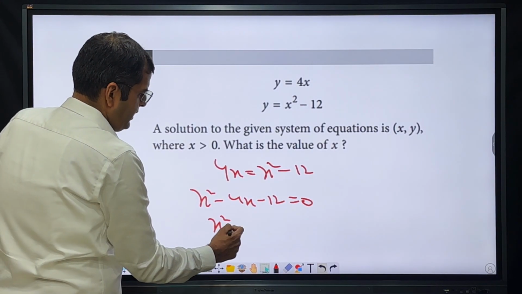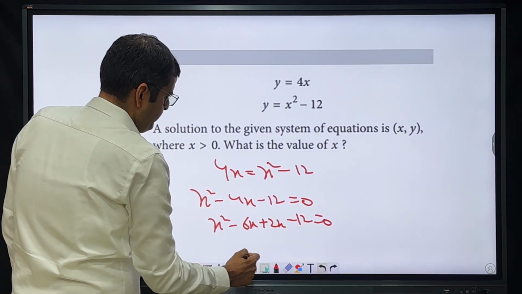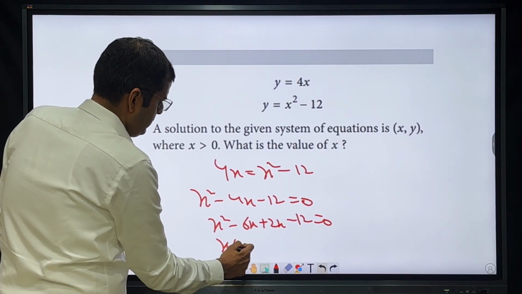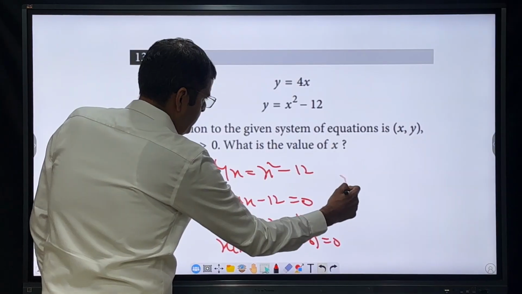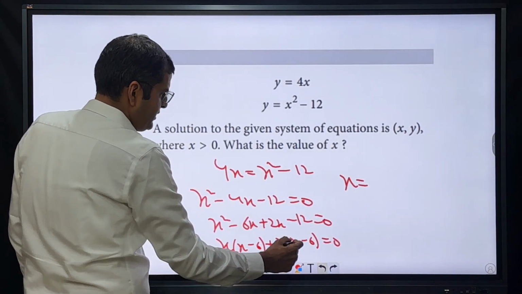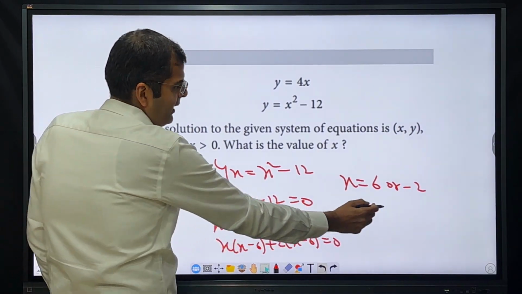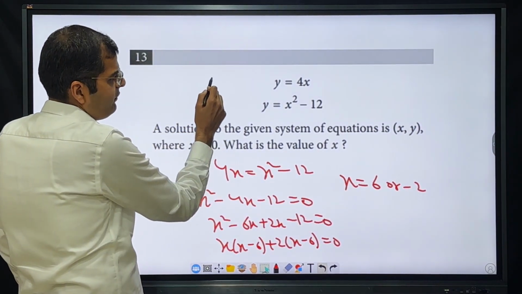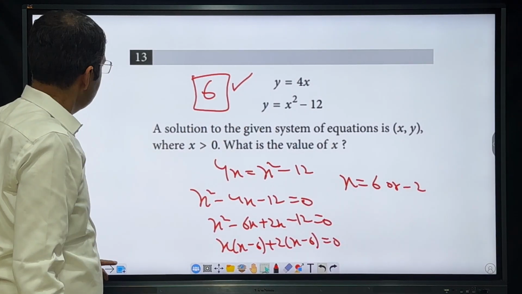So this can be done as x square minus 6x plus 2x minus 12 is equal to 0. So that is x into x minus 6 plus 2 into x minus 6 is equal to 0. So I get x is equal to either 6 or minus 2. X is greater than 0, so minus 2 is rejected. So what is the value of x? 6 is the value of x. That is the right answer here.